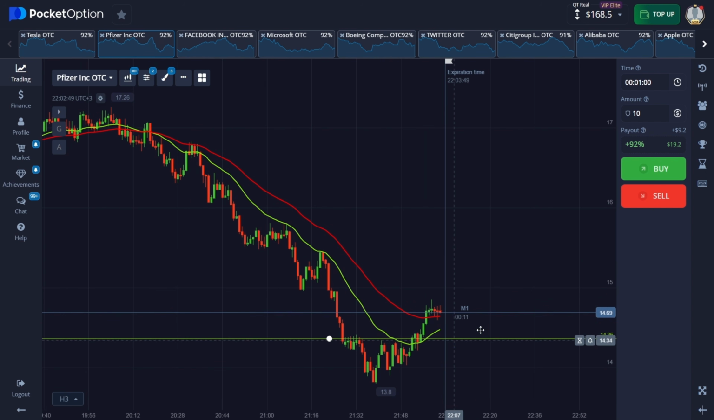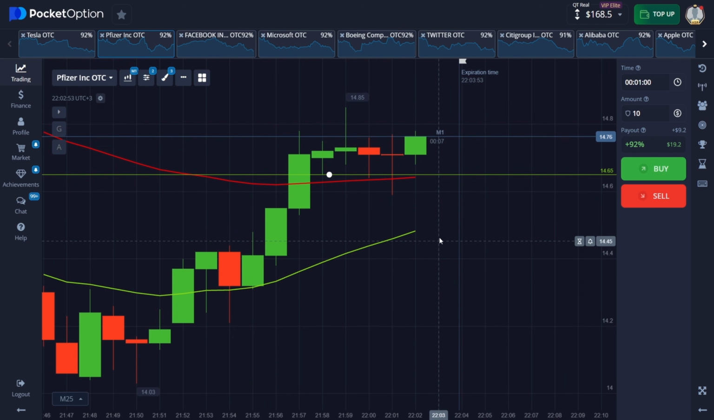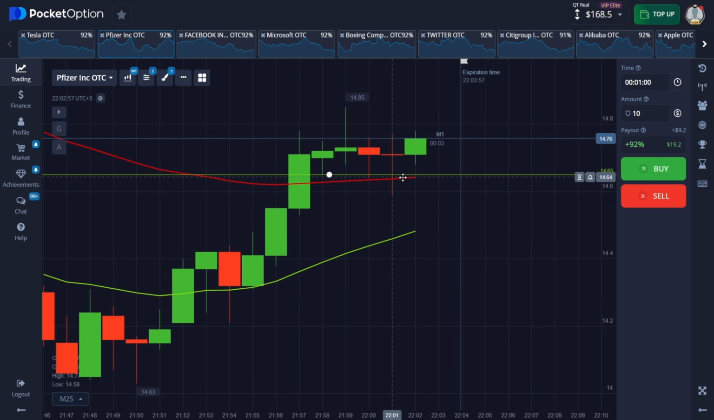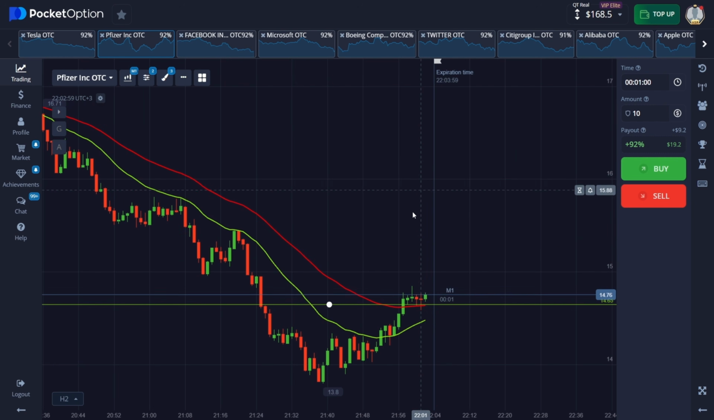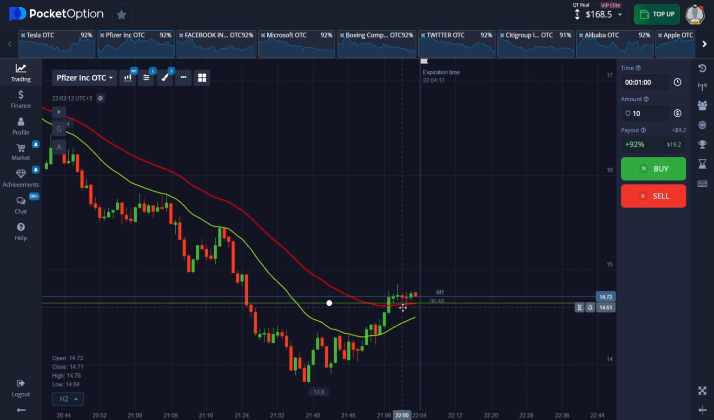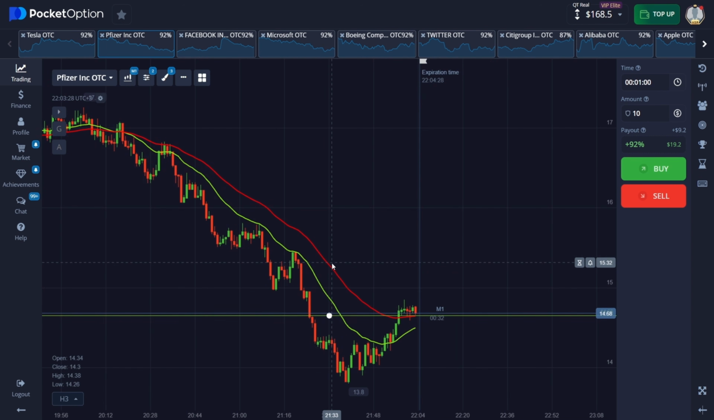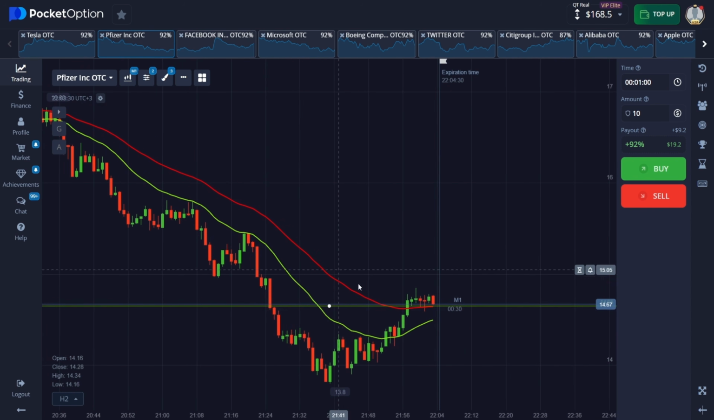Now, here we have a trade on Pfizer OTC for an upside move. This is a retracement trade. If this candle gives us an entry near the moving average, then we can try for the upside move. The candle has already turned green, so we will avoid that. This type of trade is really good for retracement trades.